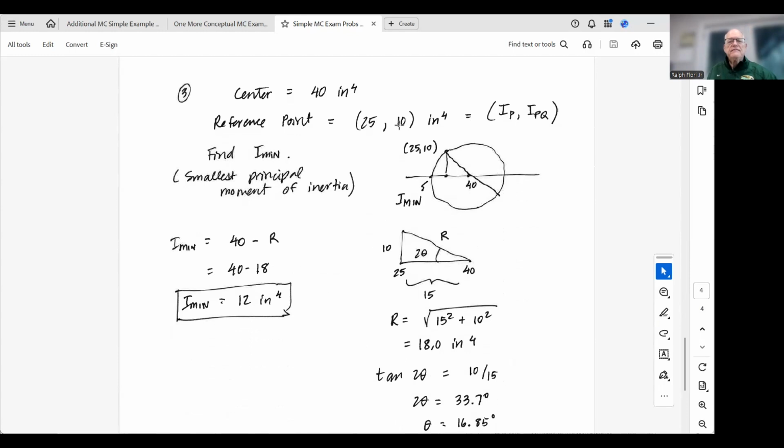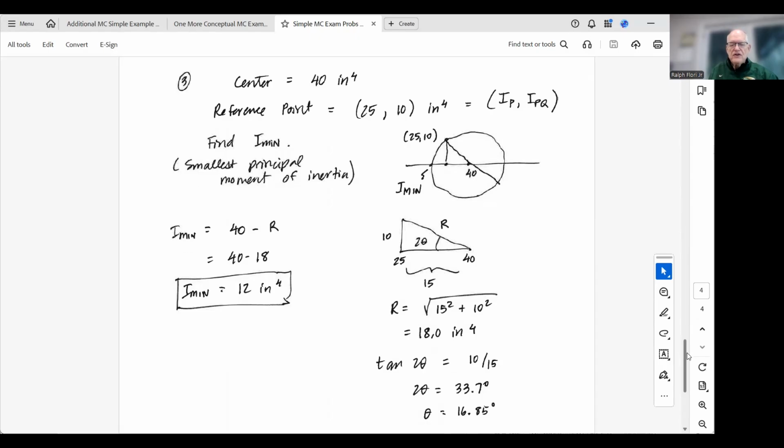Finally, we have a center and a reference point, which corresponds to a set of axes, and we want to find I min, or I max. The center is 40. Our reference point is 25, 10. So the 25 is to the left of 40, and the 10 is positive, and that plots this point here. Once you have that, you have enough information to build out this triangle, which is 40 minus 25, so the difference is 15. The height is 10. This is 2 theta.